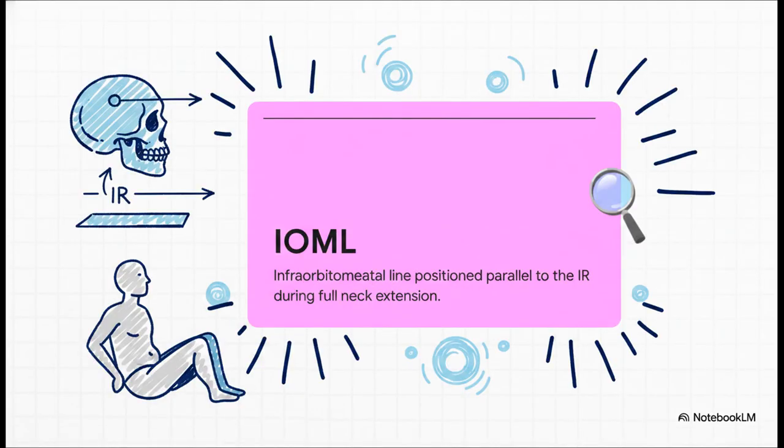The whole reason they need that flexibility is right here, the IOML, or infraorbital medial line. This is your absolute key radiographic landmark for the SMV. To position the part correctly, you must have the patient extend their neck backwards until the infraorbital medial line is strictly parallel to the IR. At the same time, the mid-sagittal plane of the head must remain exactly perpendicular and centered to the IR. Getting that IOML totally parallel requires full maximum neck extension, which is exactly why relaxing the abdomen by flexing the knees really helps the patient tolerate the stretch.